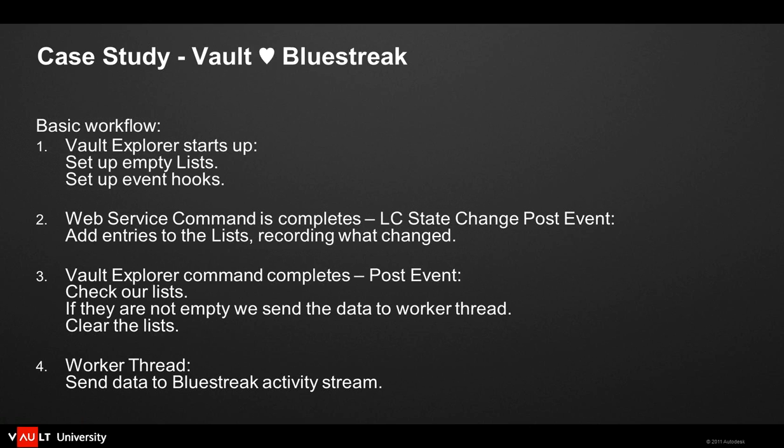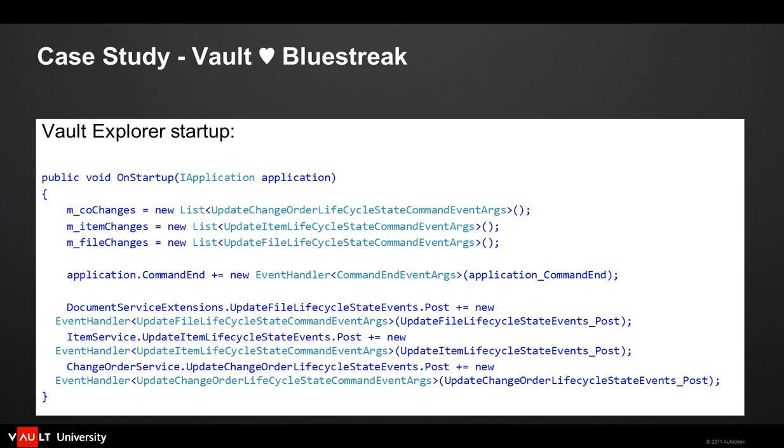I'm going to tell the worker thread what changed, and then I'll trust that the worker thread does its thing. But inside of my post event handler, once I spawn that worker thread, then I can clear my own lists that are controlled by the main thread. I clear those lists, and then I'm done with my post event. And then the 4th thing here is the worker thread. That's going to be the part that actually does the work and talks to Bluestreak.